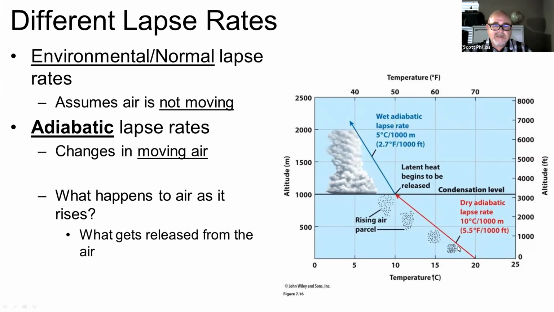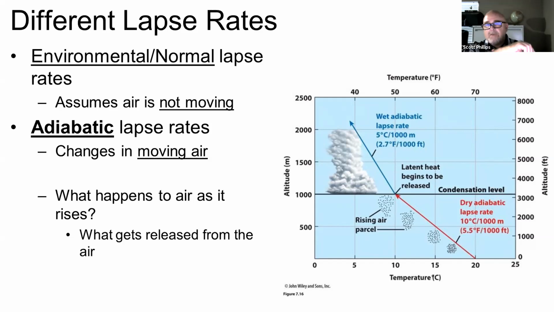An adiabatic lapse rate is about the changes in the moving air. As air rises, it cools down rapidly. However, when it becomes saturated and condensation occurs, two things get released during condensation. The first one is moisture. However, we need to go back and think about the concept of latent heat: when water evaporates, it takes away heat from the oceans, but then when it condenses, it gives that back, right?